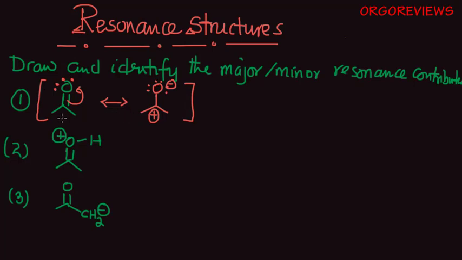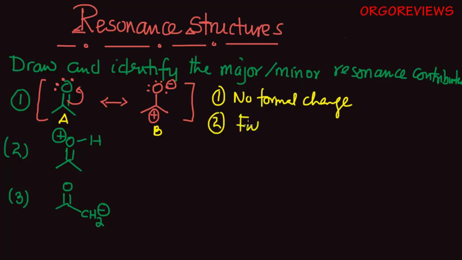But guess what? Between these two, so we have A and B, which one is going to be a major contributor? Going back to the rules, we expect that A will be the major contributor because 1, it has no formal charge, and 2, it has all full octets, so it has a complete octet for all the atoms. Whereas in B, this atom right here has an incomplete octet. So that makes it the least stable contributor.